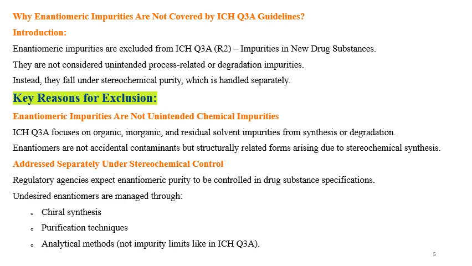Regulatory agencies expect enantiomeric purity to be controlled in drug substance specification. As I have covered these under the ICH Q3A exclusion, these are controlled in the drug substance. So many of the times, if the enantiomeric impurities are not increasing in the drug product, you may address these enantiomeric impurities in a separate way. Undesired enantiomers are managed through chiral synthesis, purification techniques, and analytical methods.